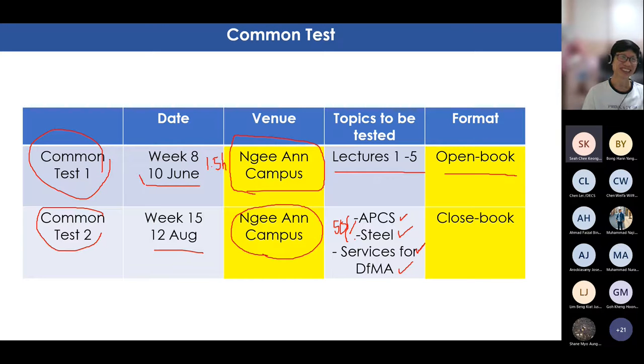We need to print out the code also. So there's a lot. Oh, there's a code also. Okay, let me confirm again. I cannot confirm because I need to check with my colleagues, Basu and Chilan. Basu will be the invigilator, so he must know also. I will check with them, and then I will make the announcement in Microsoft Teams.